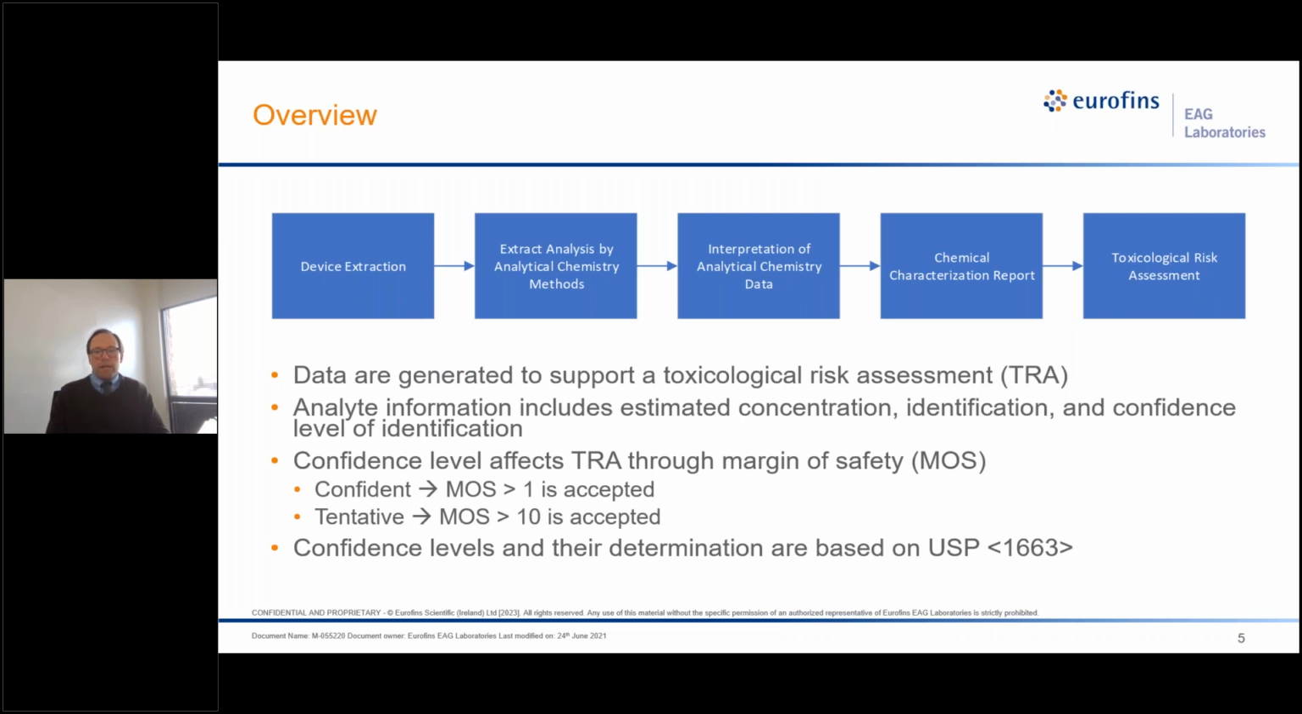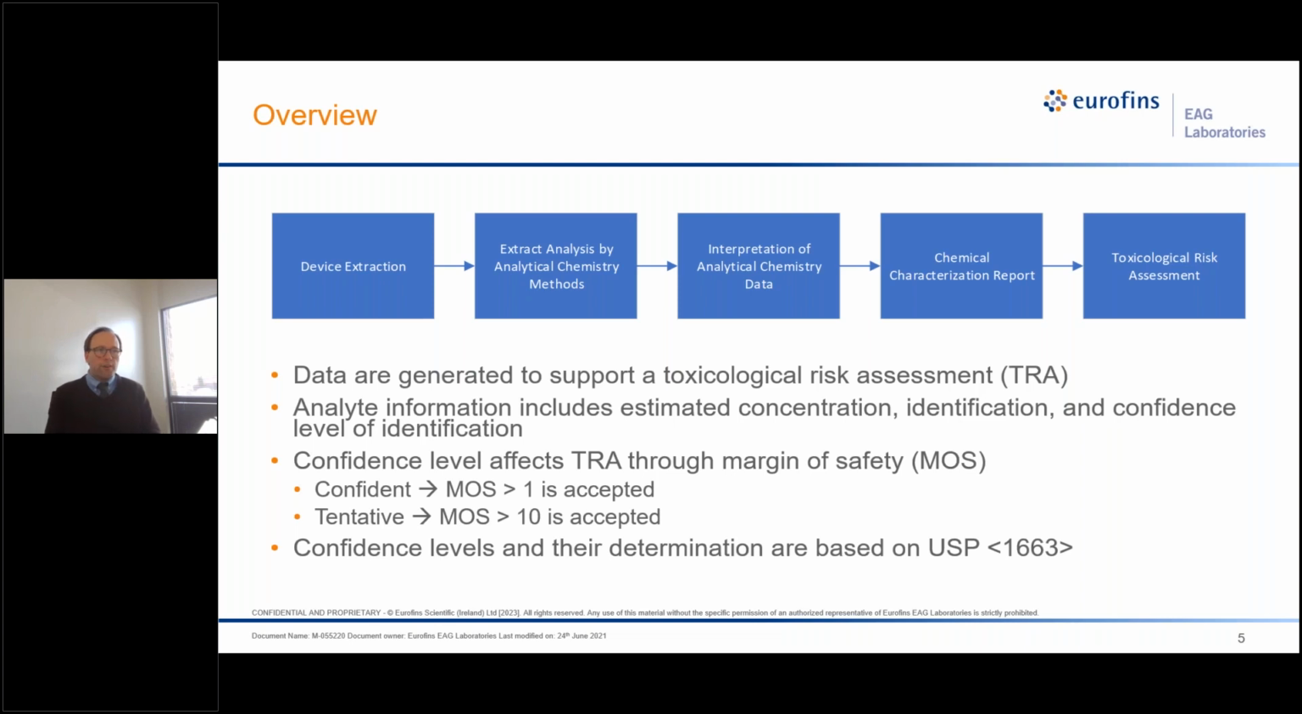There's the extract analysis itself, so the instrumental methods, the interpretation of the analytical chemistry data, and that's going to be through a variety of approaches, and we'll talk a bit about those. And then all of that is going to be put into that chemical characterization report. Now, what's important to understand here is that you can generate chemistry data for lots of different reasons, right? And probably the most abstract would be an academic setting where it's for pure science applications, and the deliverables are journal articles, right? But ours, in this instance, very specifically, we're generating data to support a toxicological risk assessment.